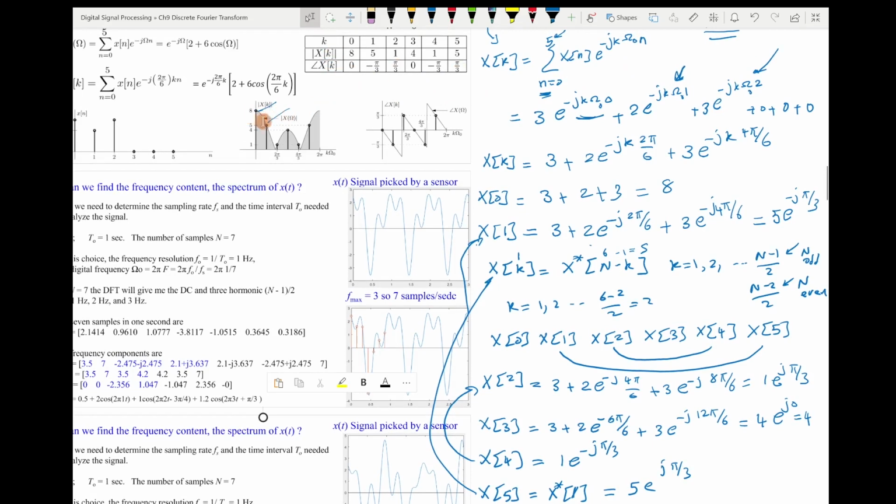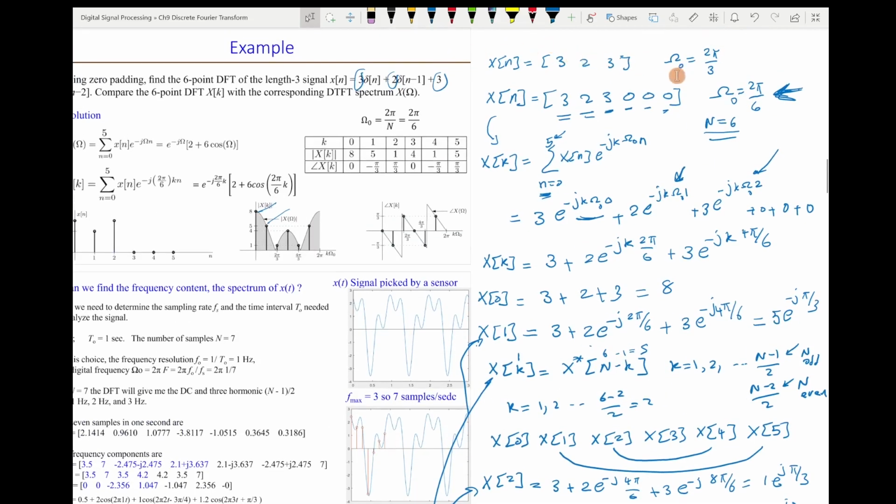And if you plot them, they will be this one. And that will be the phase here. So from this example, we showed just by adding zeros to the original signal, you improve the frequency resolution by increasing n from 3 to 6. So now you will be able to see all this frequency resolution.